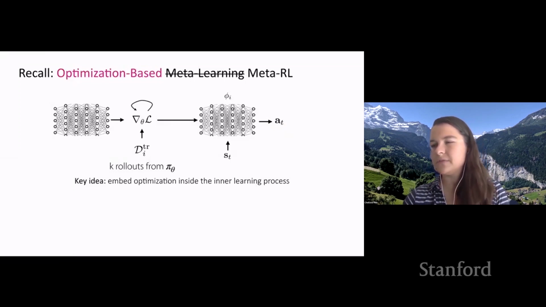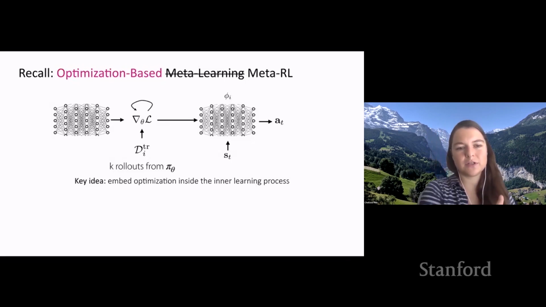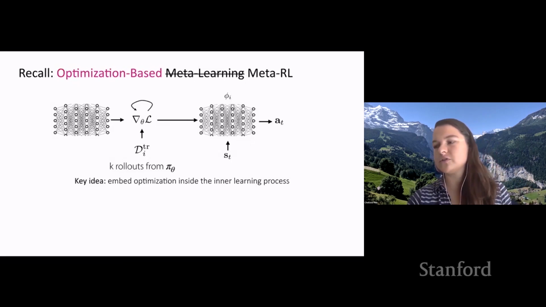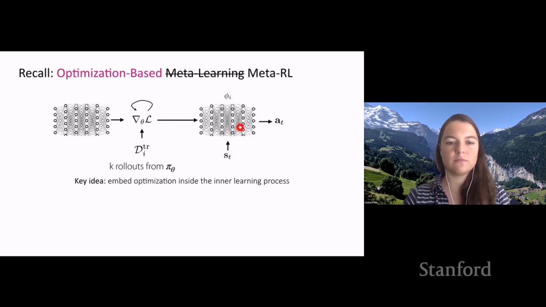One thing that's pretty different about these optimization-based meta-RL methods is they tend to, well, we'll see examples of both, but they tend to lie more in the episodic variant, where you first collect a few full trajectories, use those full trajectories to update your policy, and then roll out your adapted policy.